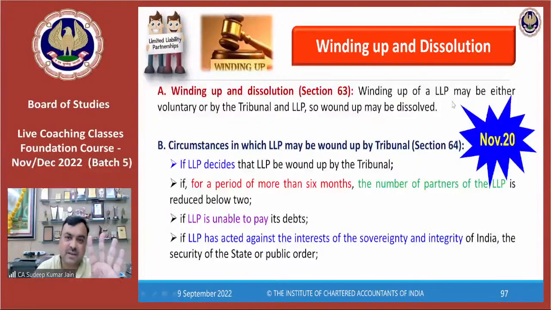4 बातें. LLP wind up होना चाहती है और LLP को लगता है कि भैया ट्रिब्यूनल को इन्वॉल्व कर लो, झगड़े वगड़े नहीं होंगे, तो ट्रिब्यूनल डायरेक्शन देगा. या 6 महीने हो गए एक ही पार्टनर है और ट्रिब्यूनल को लग रहा है यार ये तो लग नहीं रहा कि अब ये 2 हो पाएंगे, पार्टनर एक ही रहेगा.